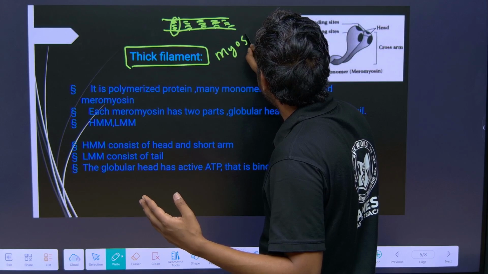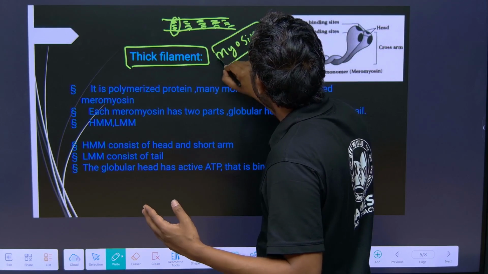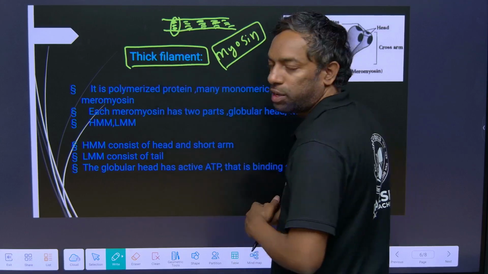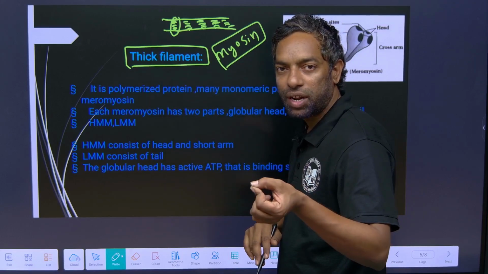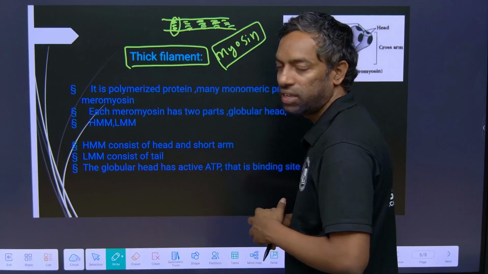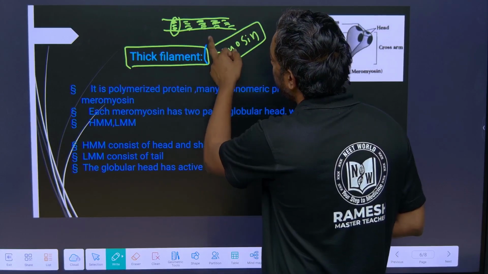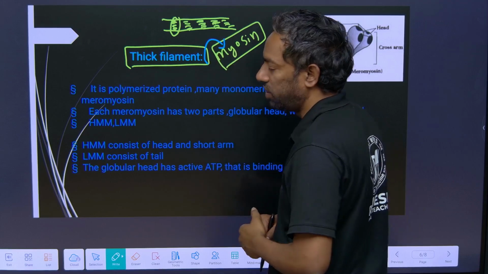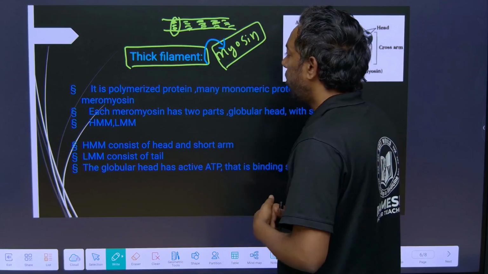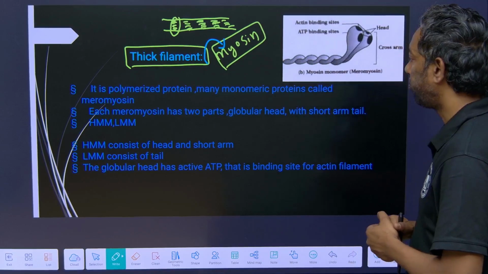Myosin. The thick filament has a contractile protein called myosin. This thick filament's contractile protein is myosin. So, we will discuss what is myosin.